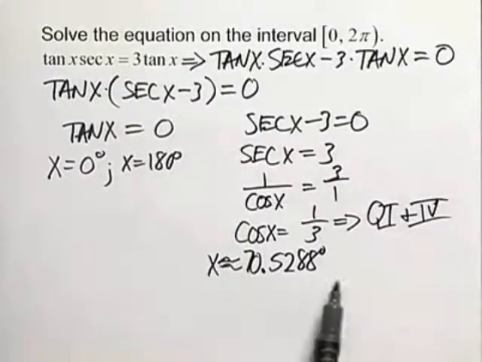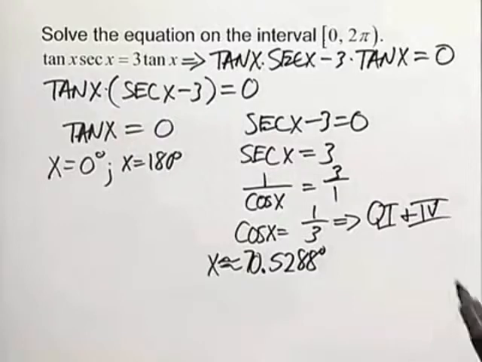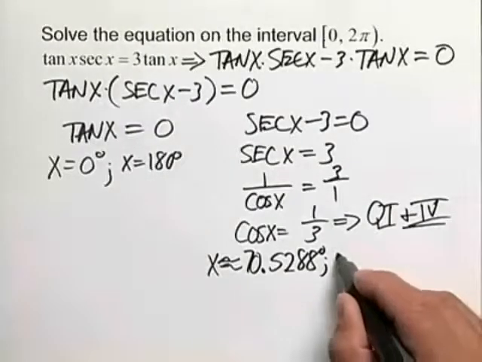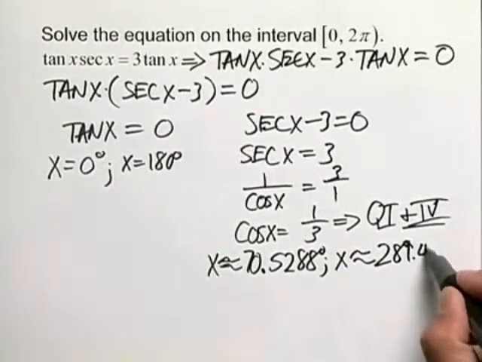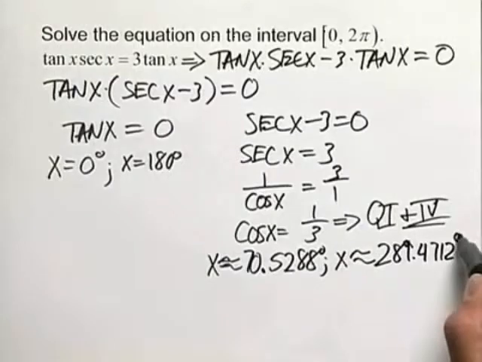Now note, because that's in quadrant 1, that is in fact our reference angle, and we'll use that reference angle to find our solution in quadrant 4. So in quadrant 4, our solution is approximately 289.4712 degrees. Now, go back to the very beginning here.